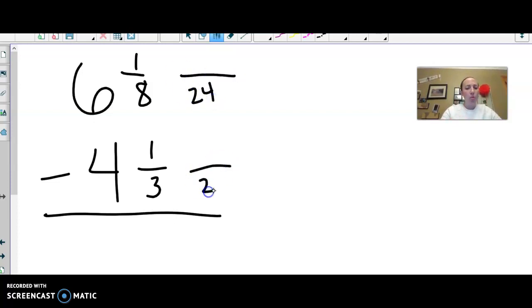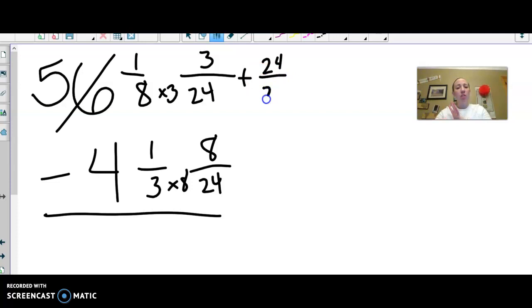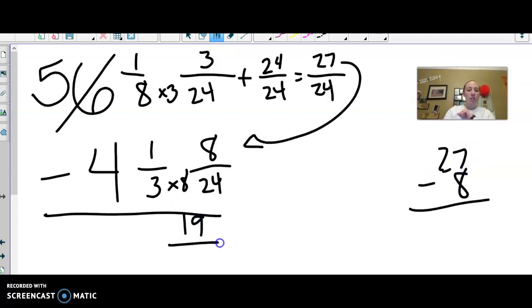This I'm going to use 24. This is times 3, so I get 3, and this is times 8, so I get 8. Can't do 3 minus 8, right? So I need to borrow. That becomes a 5. I'm adding on a whole over here, so I'm adding on 24 24ths, giving me 27 24ths. Now I can take away 8, 27 minus 8. If you need to go over here and actually write it out, that's fine. Otherwise, just count it out. We'll get 19 24ths. 5 minus 4 is 1.